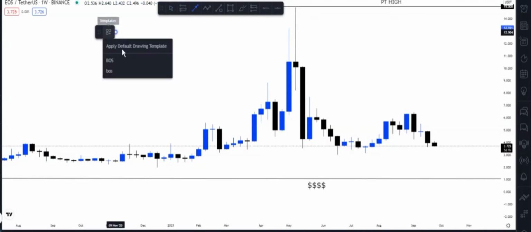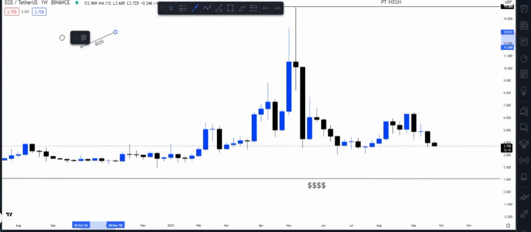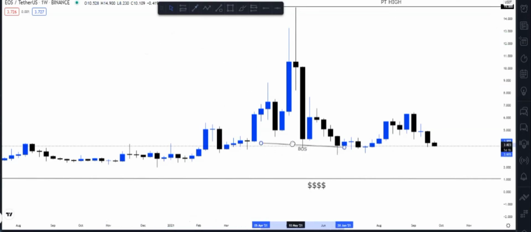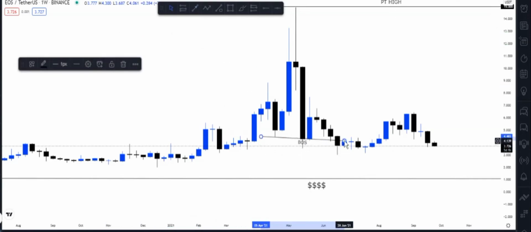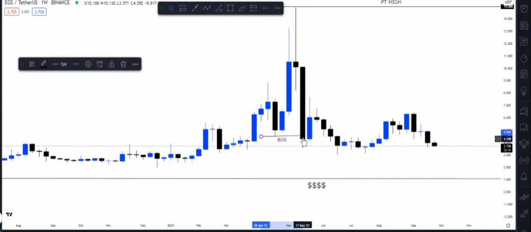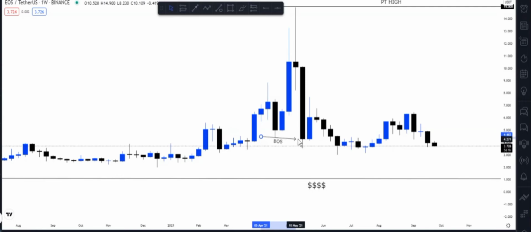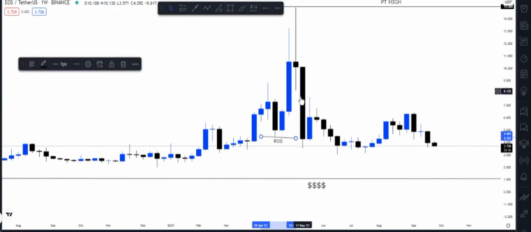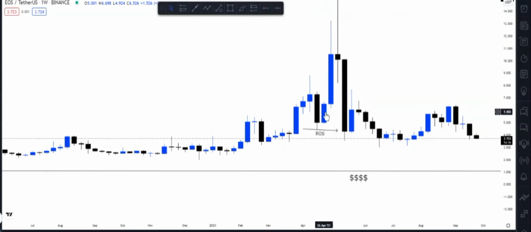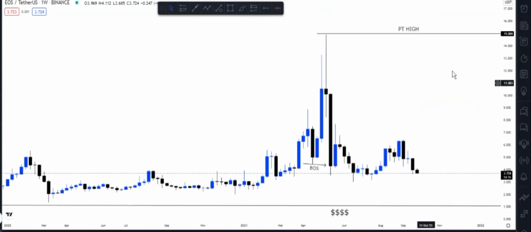Looking at this leg, this upward leg, this was supposed to be a protected low, and the price just traded through. So that means, sorry, it's valid. This makes it a valid breaker structure.